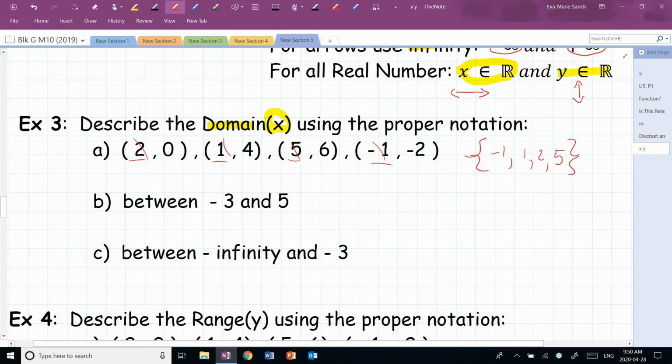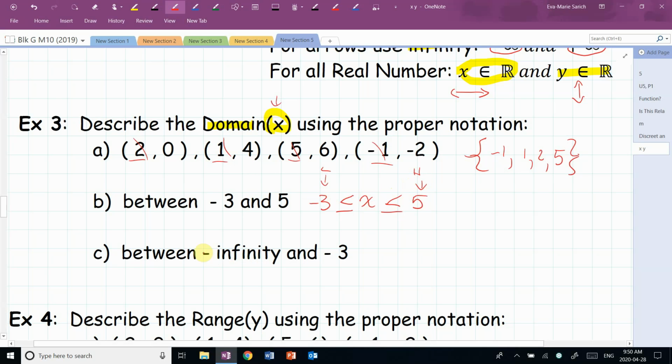Now, this is continuous where it's a between, okay? So remember, we're talking about x here. So x is going to be between two numbers. Our lowest goes on the left and our highest goes on the right. So 5 is higher, -3 is lower. So x is going to be less than or equal to the highest value, or greater than or equal to the lowest value.